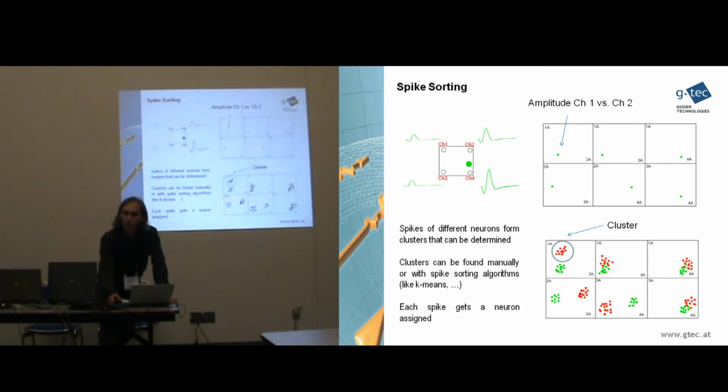And we can do this for all the spikes, and finally we will see that the clusters are forming up, and we just have to identify the clusters to find the different neurons. So in this case, for example, we would have 2 different neurons. This can be done manually, but it's time consuming, and sometimes it's really complicated, but there are also automatic spike sorting algorithms available.